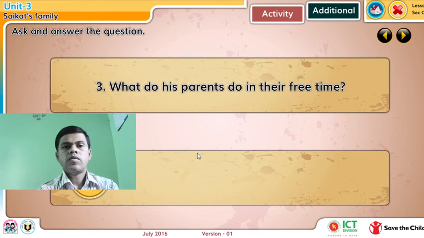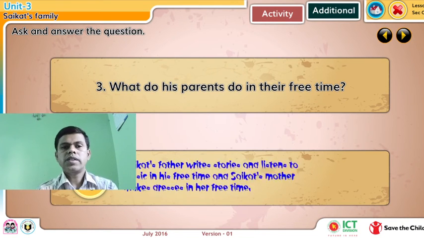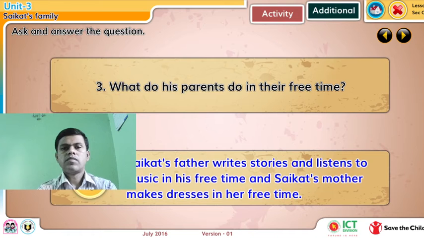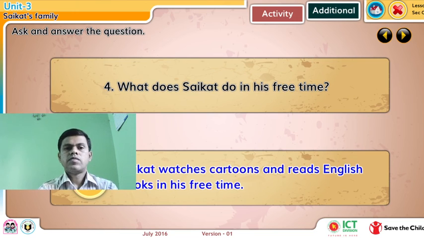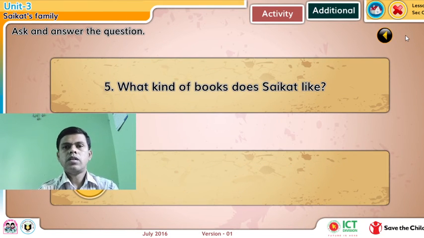3. What do his parents do in their free time? The answer is, Shoykot's father writes stories and listens to music in his free time, and Shoykot's mother makes dresses in her free time. Then go to question number 4. What does Shoykot do in his free time? The answer is, Shoykot watches cartoons and reads English books in his free time. Yes. Then go to question number 5.